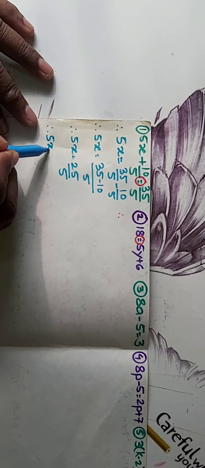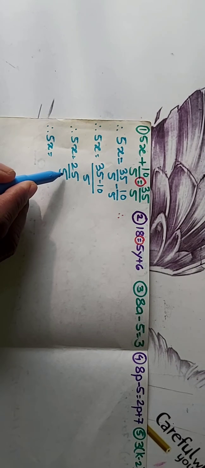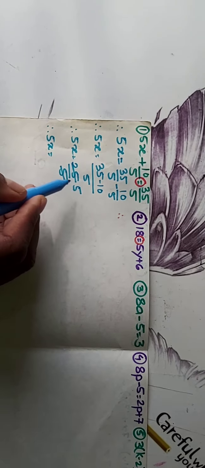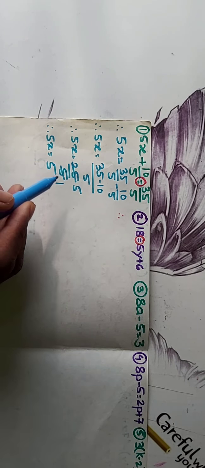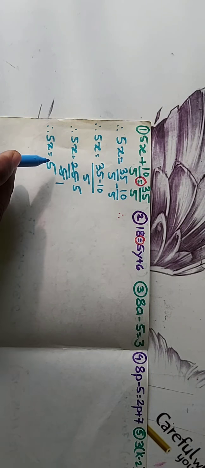Now students, 25 upon 5 means here we have to divide 25 by 5. So 5 ones are 5, 5 5s are 25. So 5 upon 1 means 5. Now here we got 5x is equal to 5.